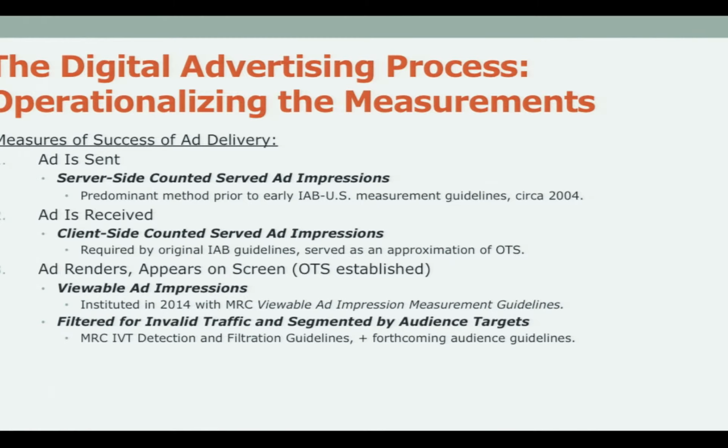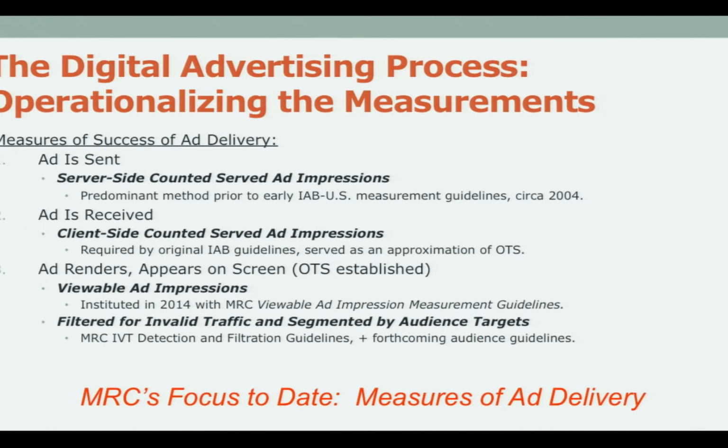On top of that, we're looking to add other elements to this. Once viewability is established, we've also recently issued guidelines for filtration of invalid traffic, and also we're working on guidelines to segment impressions by audience targets. And that is the point in time that we think we'll have digital measurement on a more even playing field with a measurement like television, for example, in which opportunity to see is built into the traditional measurement process. So our focus to date has been on measures of ad delivery.